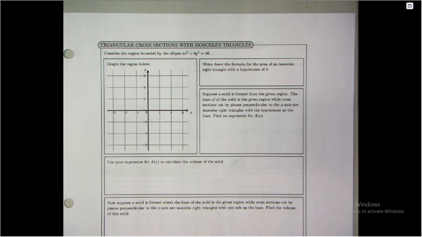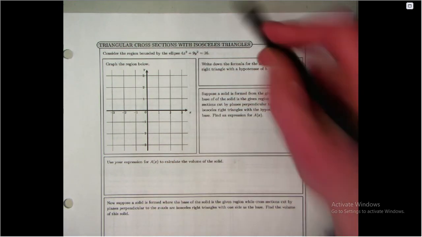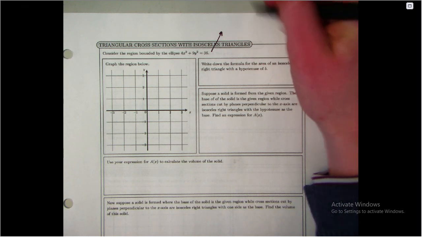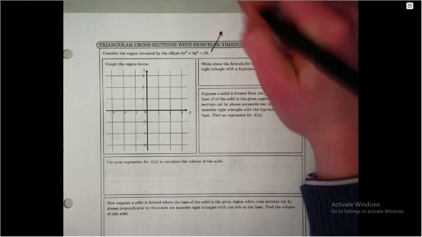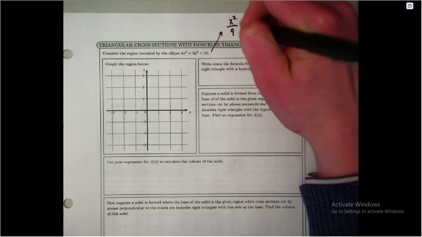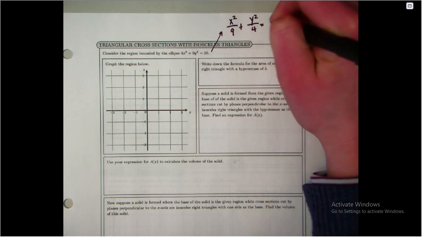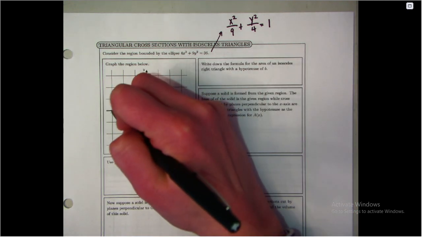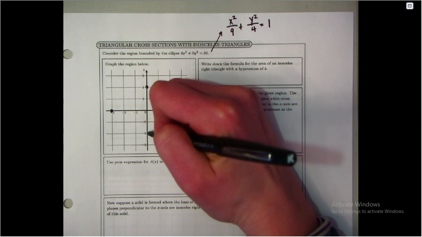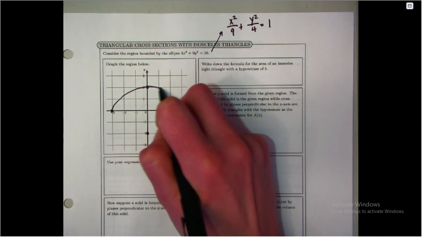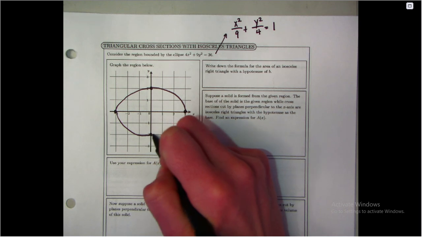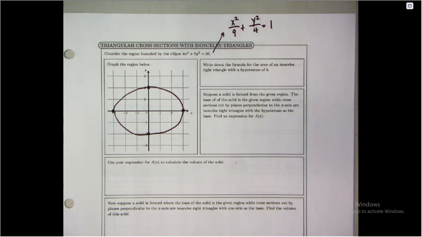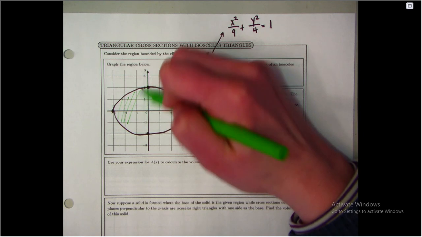Let's see. We want to sketch out the region given by this ellipse, and you might need a quick refresher. Ellipses are usually equal to 1, so we're going to divide both sides by 36. That would be x squared over 9, y squared over 4 equal to 1. It's centered at the origin. I'm going to go out 3 in the x direction, 2 in the y direction, and I'm going to sketch in my ellipse. It asks us to graph the region, so we just did that. This is the region that they're talking about.